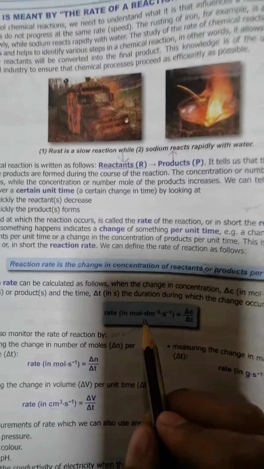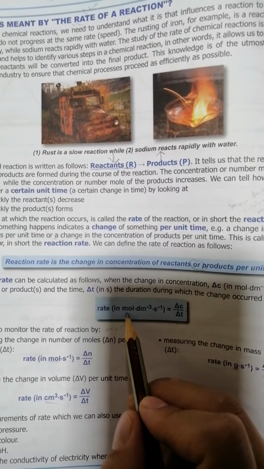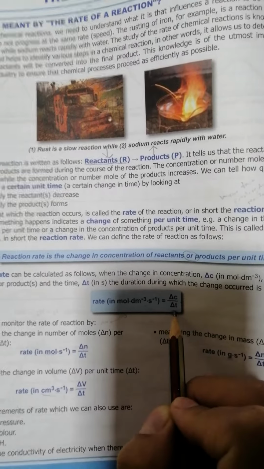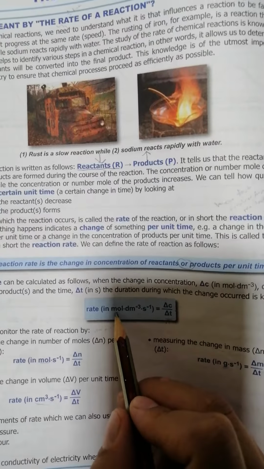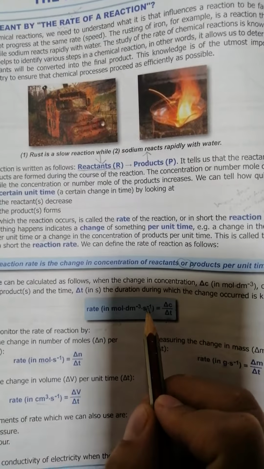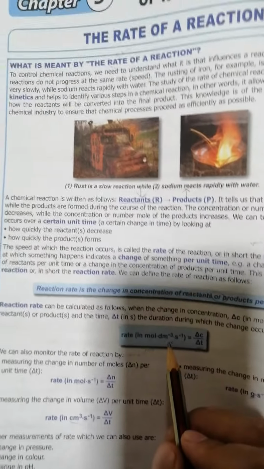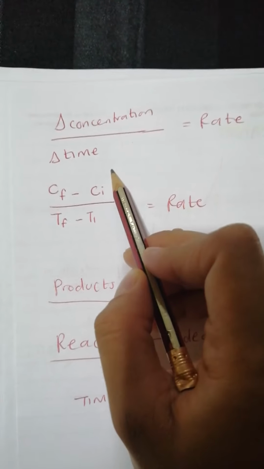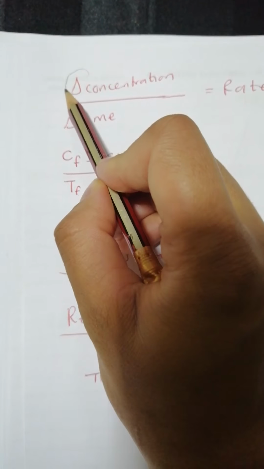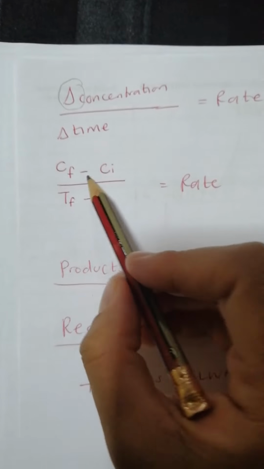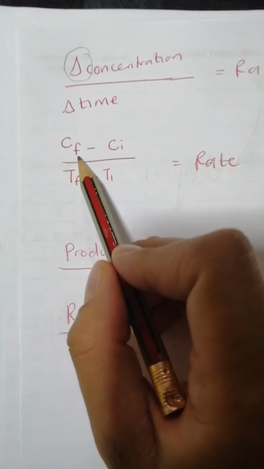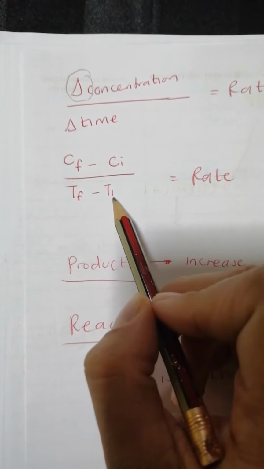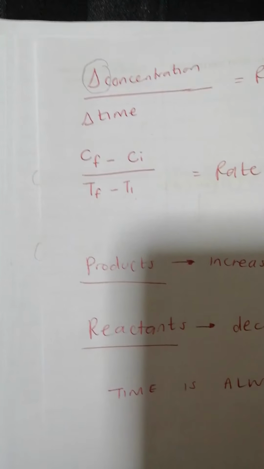And just remember, concentration is in units of moles per decimeter cubed, and since it's divided by time, which is seconds, the units for rate are moles per decimeter cubed per second, or second to the minus 1. So if you break it down, it's change in concentration over change in time, and delta means change, which means final minus initial. So it's the final concentration minus the initial concentration, divided by the final time minus the initial time.